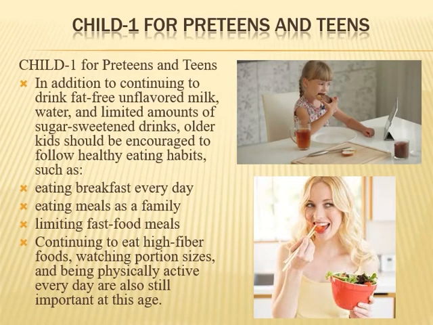Child 1 for preteens and teens. In addition to continuing to drink fat-free, unflavored milk, water, and limited amounts of sugar-sweetened drinks, older kids should be encouraged to follow healthy eating habits, such as eating breakfast every day, eating meals as a family, limiting fast food meals, continuing to eat high-fiber foods, watching portion sizes. Being physically active every day is also still important at this age.